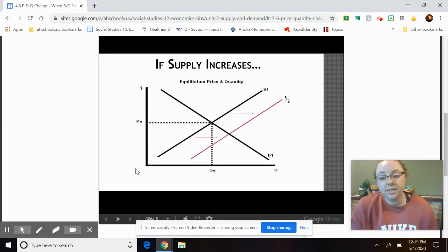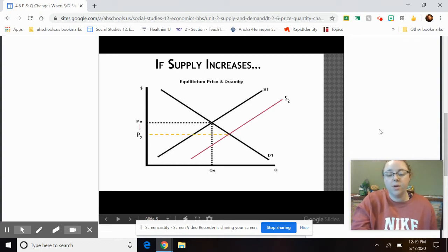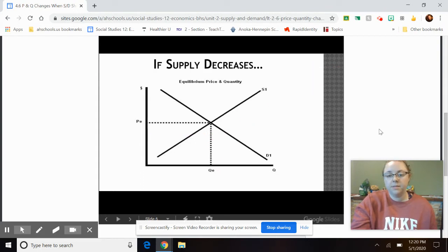When supply increases, it moves to the right. And you can see it moves from right here to right here. Now, this one's a little bit different. So for suppliers, the price is going to go down, but the quantity is going to go up. And that's going to be the new equilibrium price. Price down, quantity up.